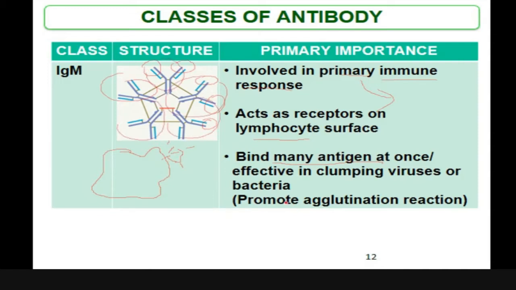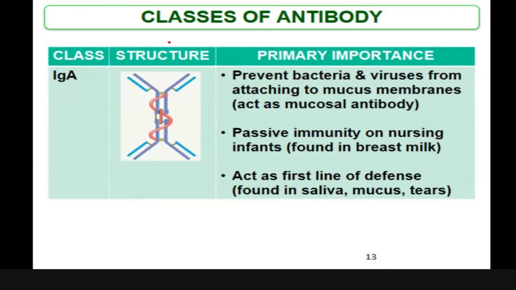So IgM ni sebab dia adalah gabungan combination of a few antibodies, 1, 2, 3, 4 and 5. So their size is quite large. So they are effective in clumping viruses or bacteria that will promote agglutination. Agglutination ni clumping tu lah. Clumping tu.